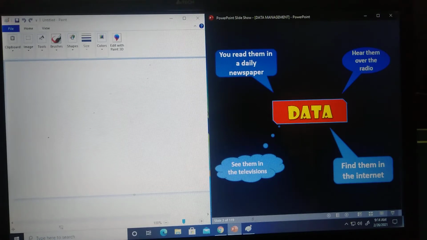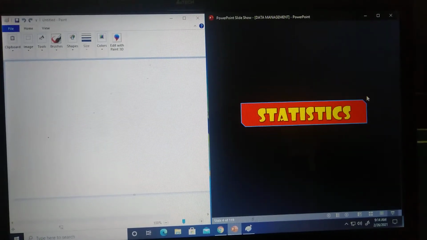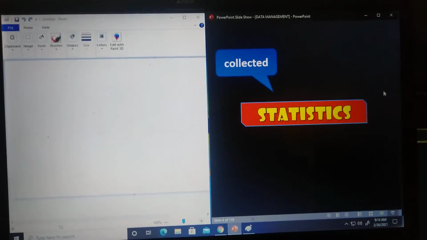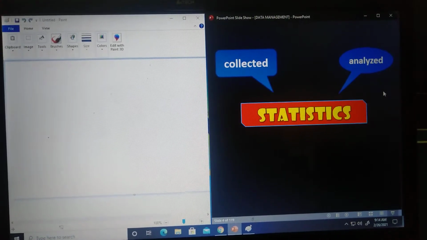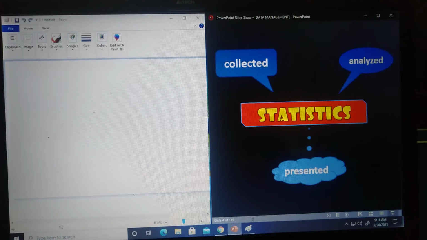So ano na ngayon ang gagawin natin sa mga nakalat nating informations from the radio, newspaper, television, and internet? Doon na ngayon papasok ang statistics. Anong ginagawa ng statistics sa mga data na nakokollect natin? Okay? Ayan, kinokollect. Statistics: collect, analyze, and then present the data. Yes, di ba doon sa example natin yung COVID cases sa Philippines.